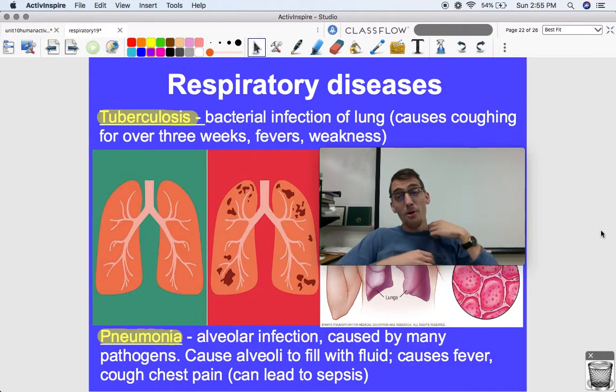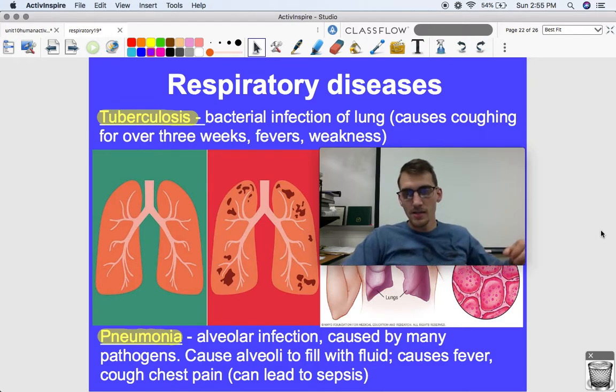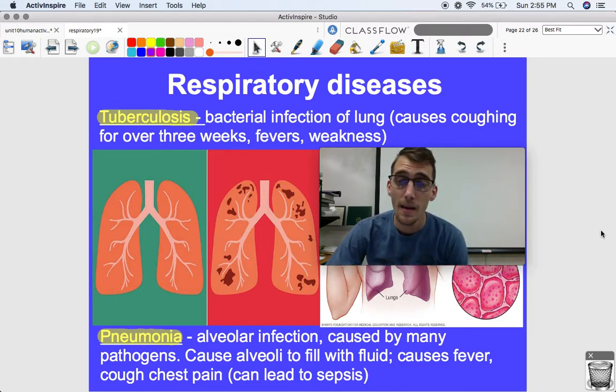And in very, very bad cases, pneumonia or anything that causes pneumonia can lead to sepsis. So remember, each of the alveoli are surrounded by capillaries, right? So they have a very close connection with the cardiovascular system. So if it gets really, really bad, that infection in your alveoli, if it gets into the capillaries, then it's free reign to go wherever it wants in your body. Okay, that's bad. That's called sepsis when that occurs.